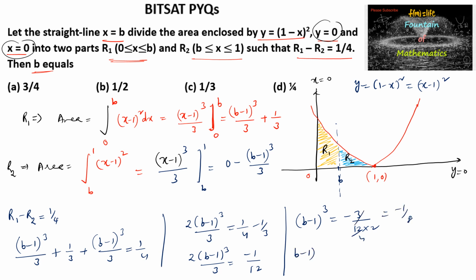So (b minus 1) whole power 3 is equal to (minus 1 by 2) whole power 3. So b minus 1 we can write as negative 1 by 2, which implies b is equal to 1 minus half. So b is equal to half. So the value of b we can consider to be 1 by 2, which is option B. So option B is the answer.